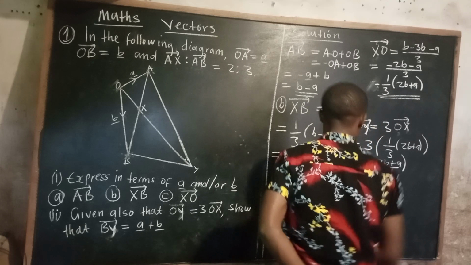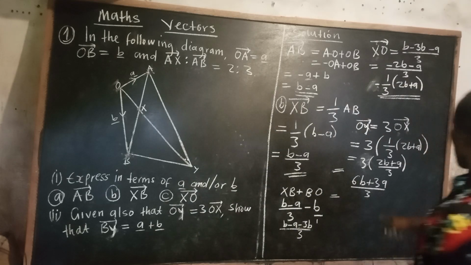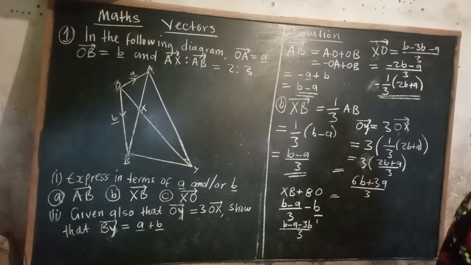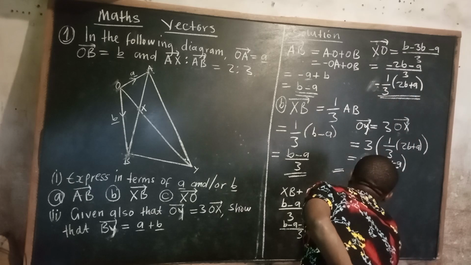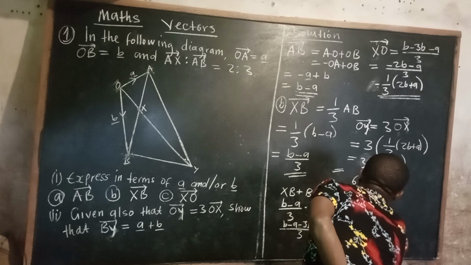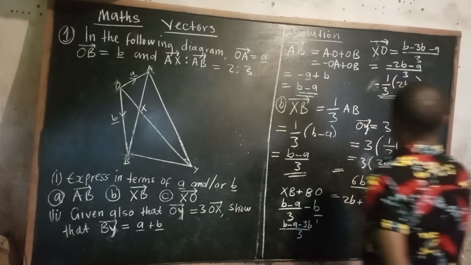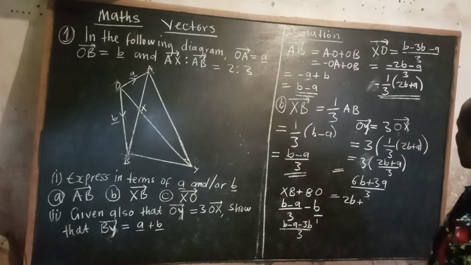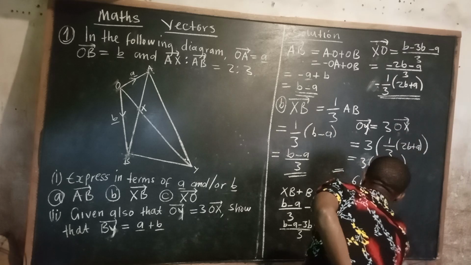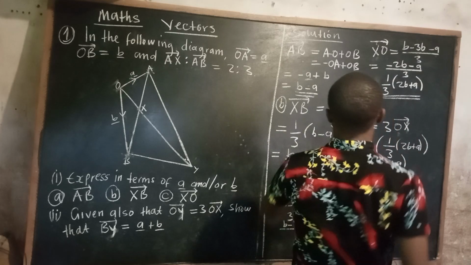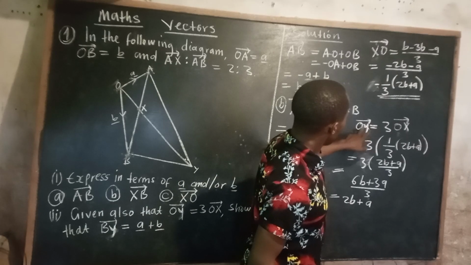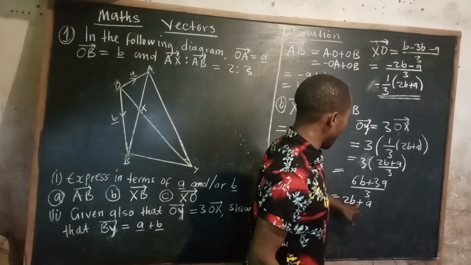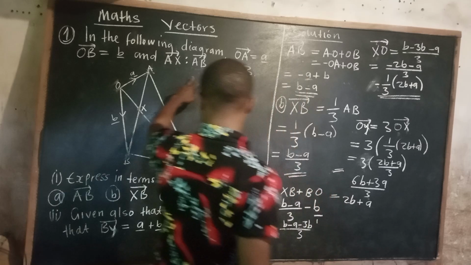Then from there, we can simplify this by dividing with what? The 3 that we have. So 3 into 6b, we are going to have 2b, then plus 3 into 3a, we are going to have a. So we are saying vector OY is 2b plus a. Now let's get back to the question.